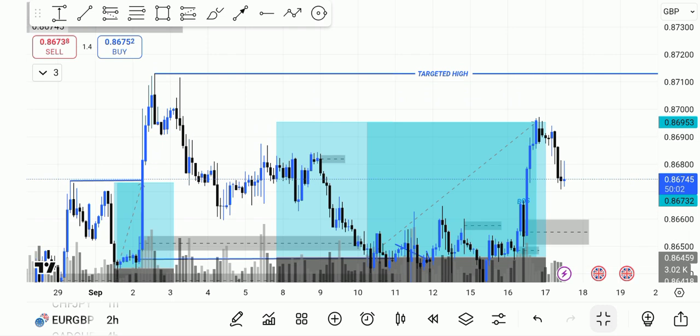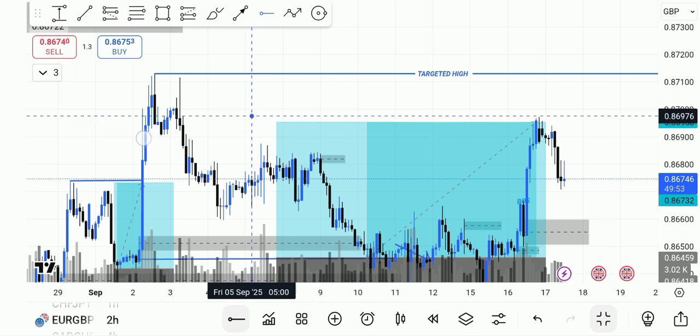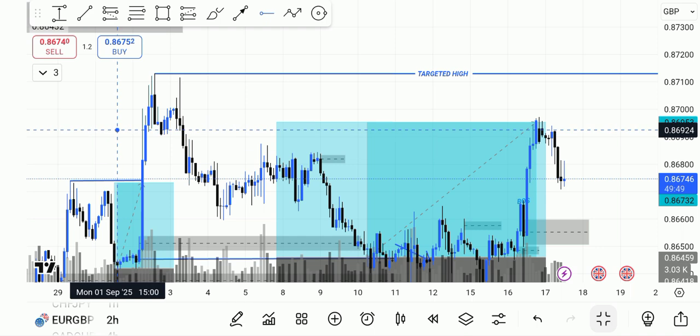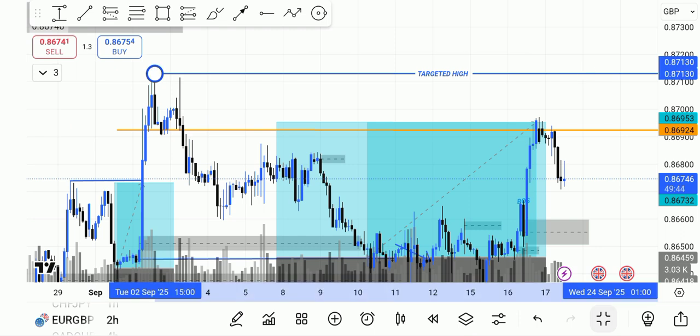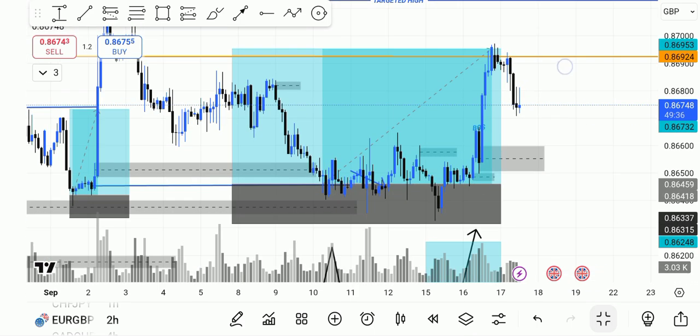As you can see, I'm targeting this high, so I closed partial profits on this level because there was a kind of demand area here, supply zone here. That's why I closed partials, but initially my take profit was here, on this targeted high. As you can see, targeted high. So I'm waiting for price to hit my full take profit.